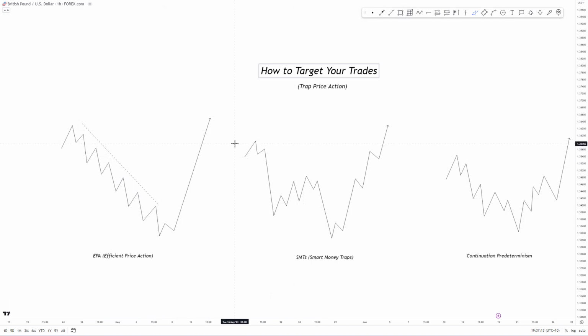The next one is smart money traps. So what are smart money traps? Smart money traps are essentially what people would say are order blocks, but they don't have any inducement.